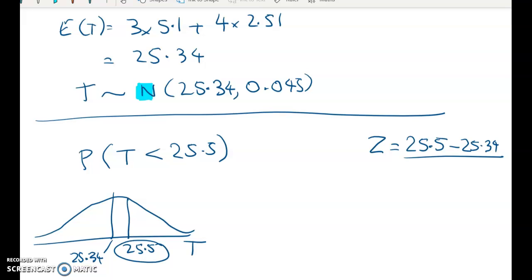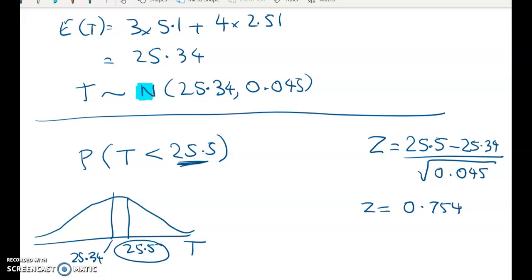So the top line, the numerator, is the difference between the mean and the 25.5, and the denominator is the standard deviation, which is the square root of 0.045. That gives me a Z value of 0.754.